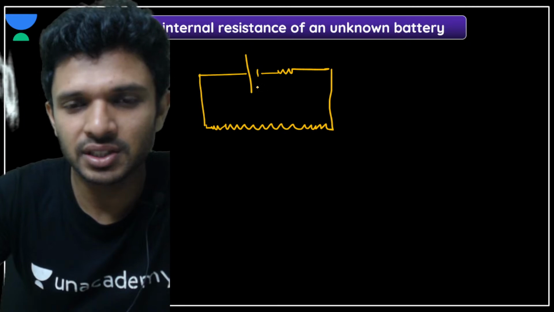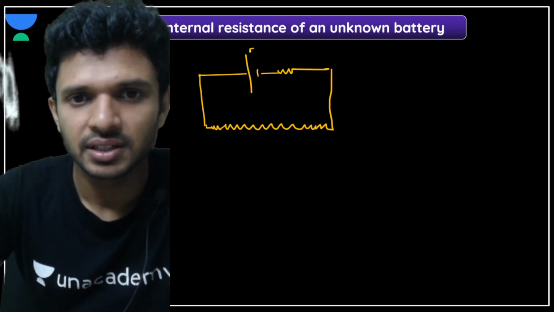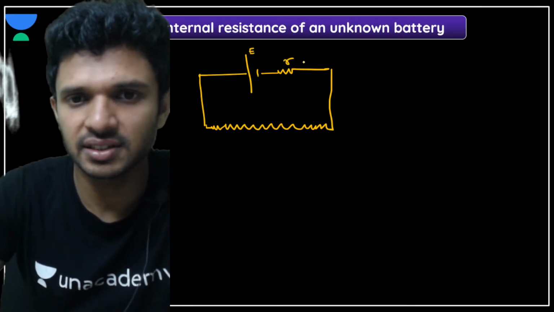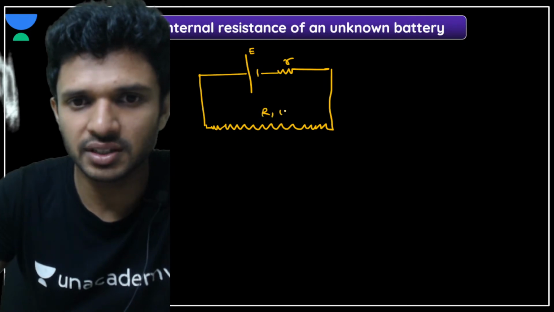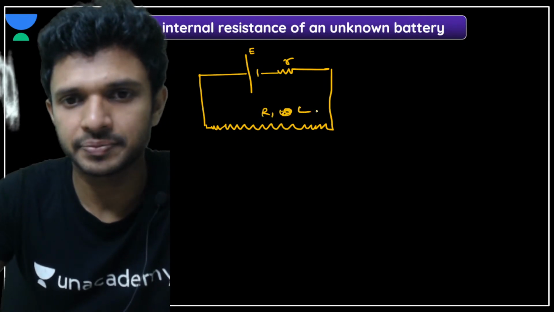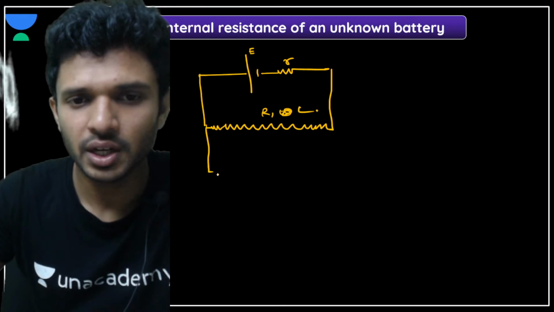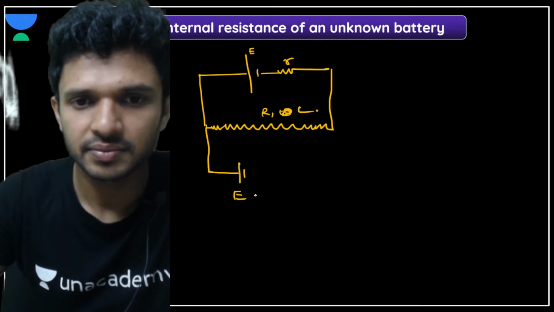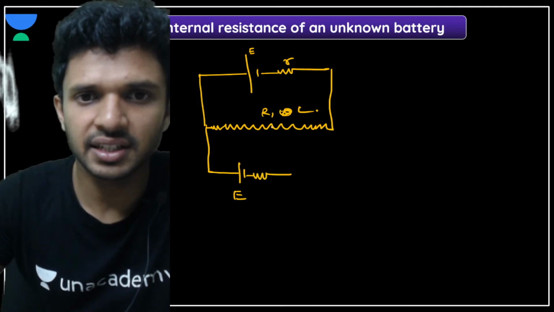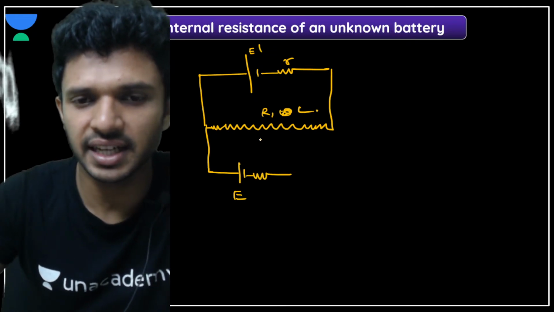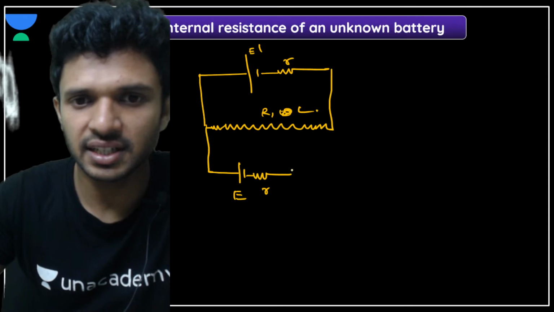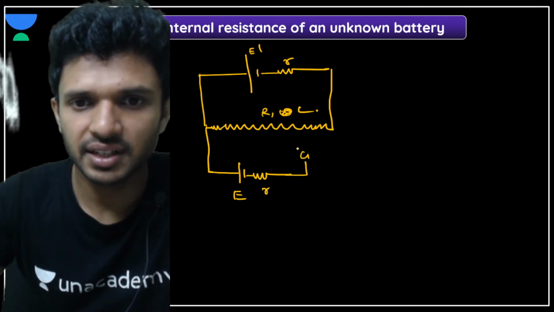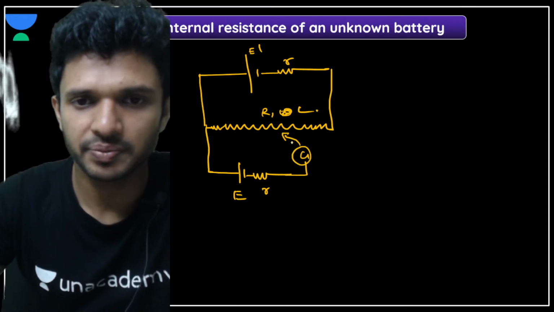So this is some EMF, and this is the internal resistance. This is the total resistance over a length of some L. First, what will you do? You will be connecting that particular cell whose internal resistance has to be found, let's say this is E dash, with its internal resistance, where we connect a galvanometer with a jockey.